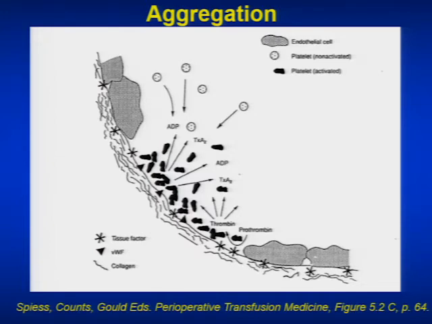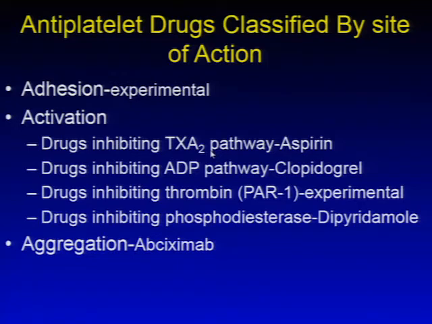Again, you can see the endothelial cell and the damaged area here. And basically, you can see the aggregation of platelets which takes place, again, with thromboxane helping to mediate this. You can see ADP and thrombin as well as mediators of the aggregation step. So now let's talk a little bit more about drugs and which ones affect which.